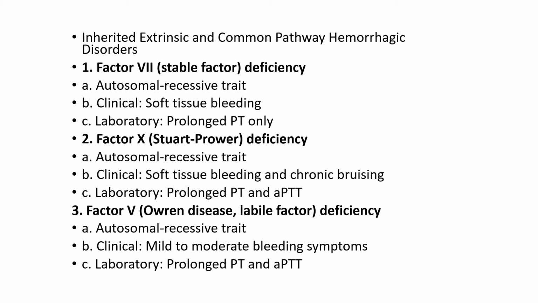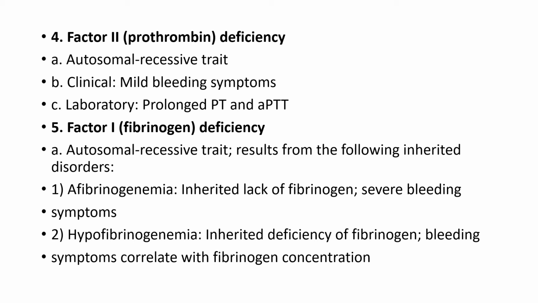Factor 5 or Owren's disease, labile factor deficiency. Again, another autosomal recessive trait. There may be mild to moderate bleeding, prolonged PT, and APTT. Next, number 4 is factor 2 or prothrombin deficiency, autosomal recessive. There may be mild bleeding symptoms, prolonged PT and APTT. Factor 1 fibrinogen deficiency, another autosomal recessive trait.